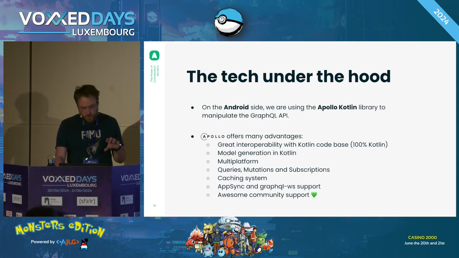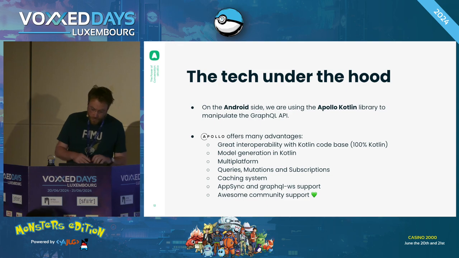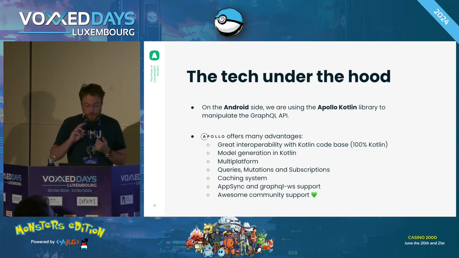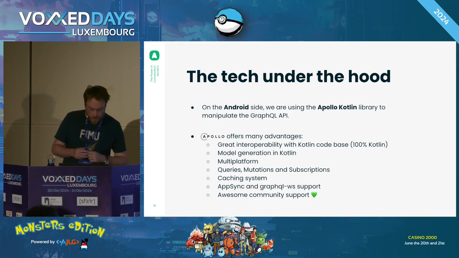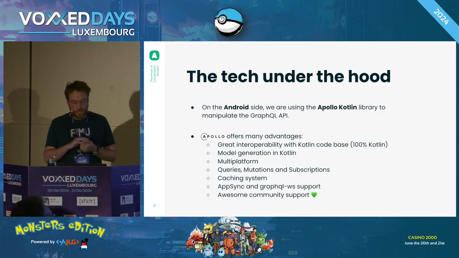And on the Android side, we didn't go for the AppSync SDK because we didn't like it much. It was not really focused on the stack we were using. It was not Kotlin, still in beta. There were lots of differences in terms of features and efficiency between the Apollo SDK and the AppSync SDK. So we went for the Apollo Kotlin SDK, which has many advantages. It has great interoperability with our Kotlin codebase. The library is 100% made with Kotlin. You can also generate all the models, the queries, mutations, and so on. So there's a very nice code generation tool inside the Apollo library.